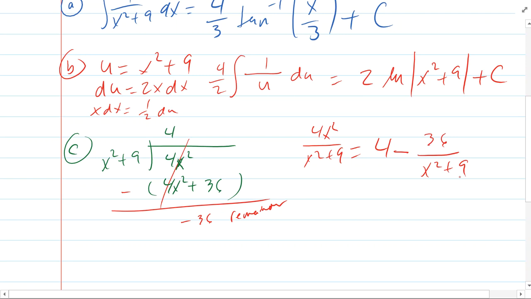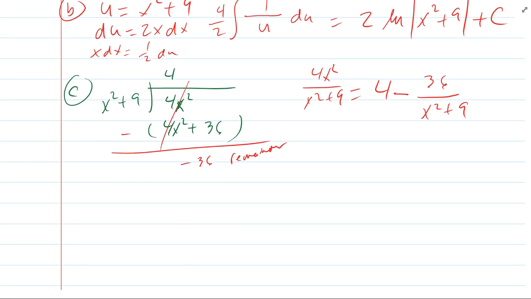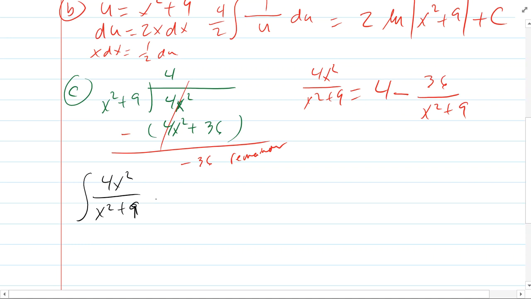Now is that going to make it a lot easier to integrate? Oh, so what do we end up doing? We end up with the integral of 4x squared over x squared plus 9 dx is equal to the integral of 4 minus, okay, let's go ahead and break this up. 4 dx, because that's going to be inverse trig, right? The integral of 4 minus 36, the integral of 1 over x squared plus 9 dx.